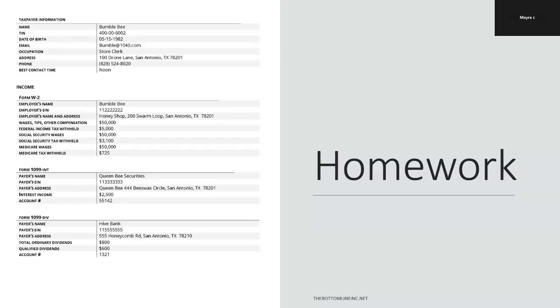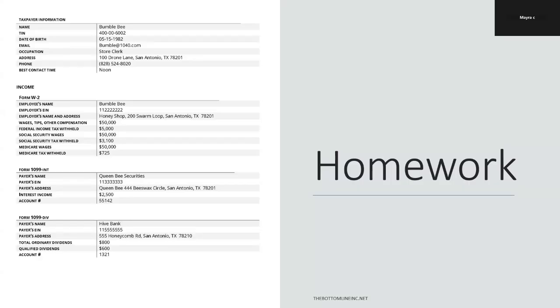So you're going to take this. Here, the first part is his information, his address, his email address, his occupation. And then here's his W-2 income. His wages, box 1, are 50,000. Federal amount withheld 5. Social Security wages are 50. So Social Security tax withheld. Medicare tax withheld.